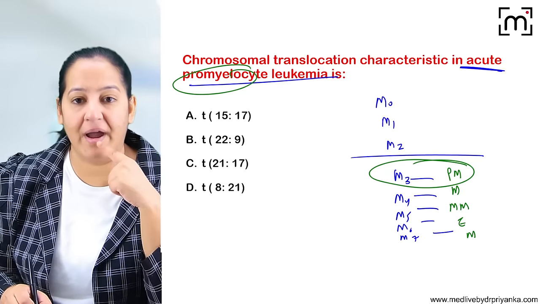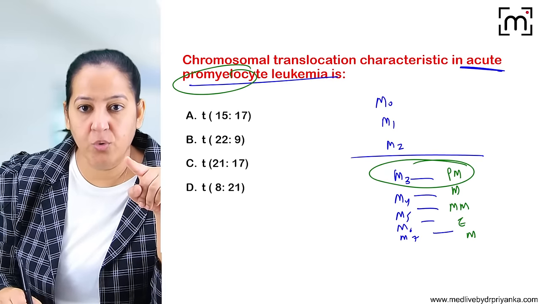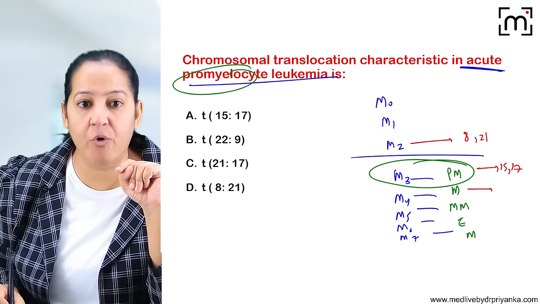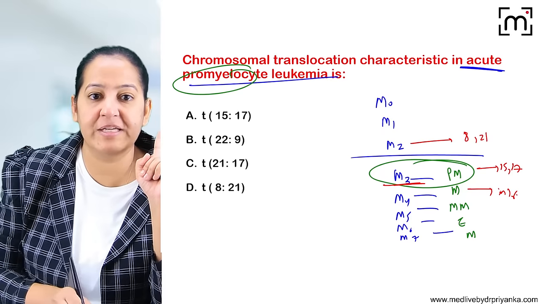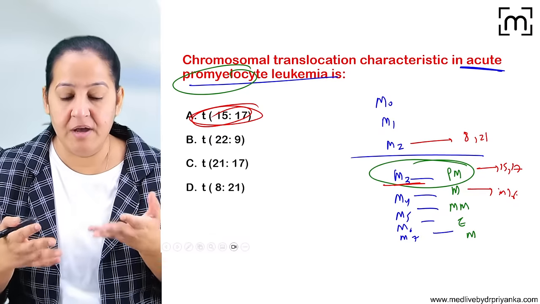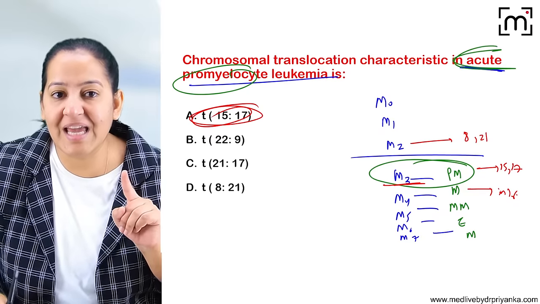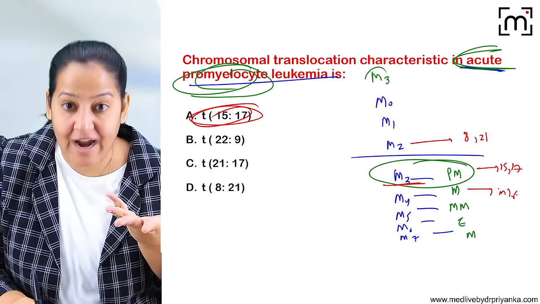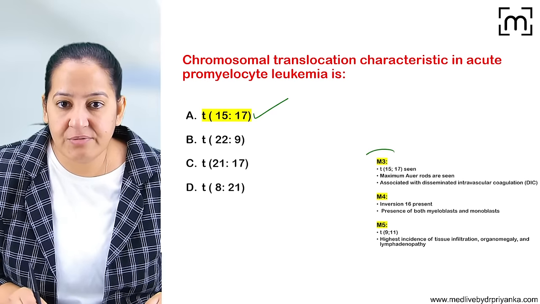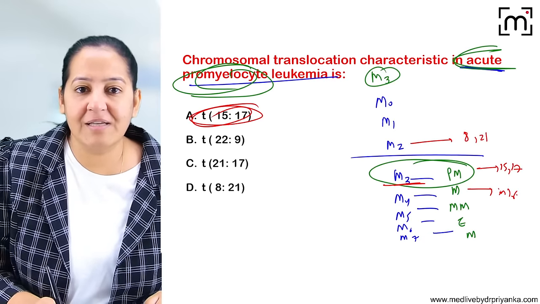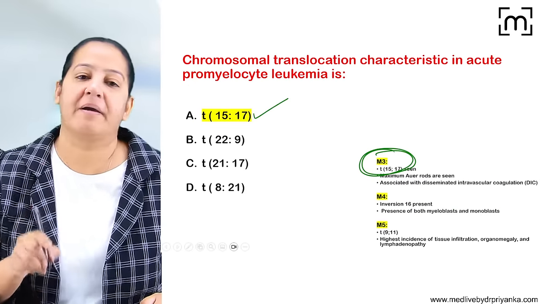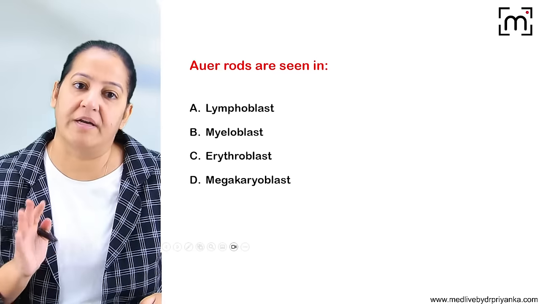So I told you to learn the translocation. In M2, the translocation is t(8;21). In M3, it's t(15;17). And in M4, it's inversion 16. Currently they are asking in M3, so my answer is t(15;17). So it is a two-step question. First, reading the question, you have to see acute promyelocytic leukemia is M3, and what is the translocation in M3? It's t(15;17). How many of you got it? If I ask you M2, then the answer will become t(8;21), and if I ask you M4, the answer will become inversion 16. So basically you have to learn it separately.